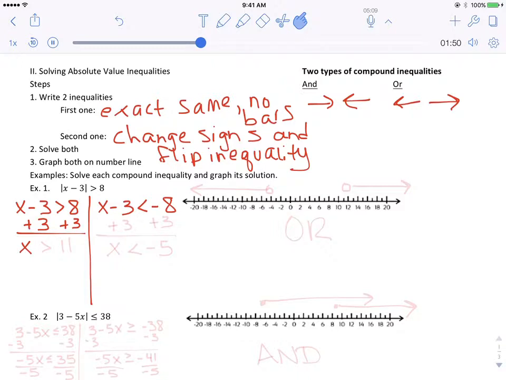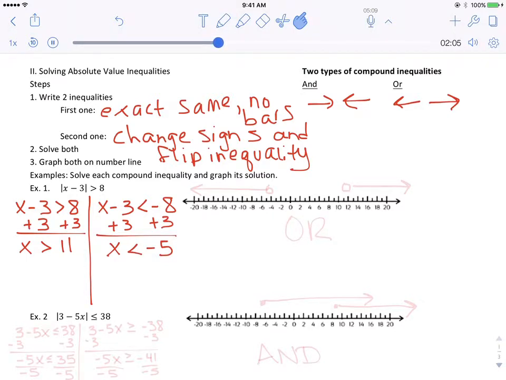Add 3 to both sides. So x is greater than 11. On equation number 2, I add 3 to both sides. So x is less than negative 5.